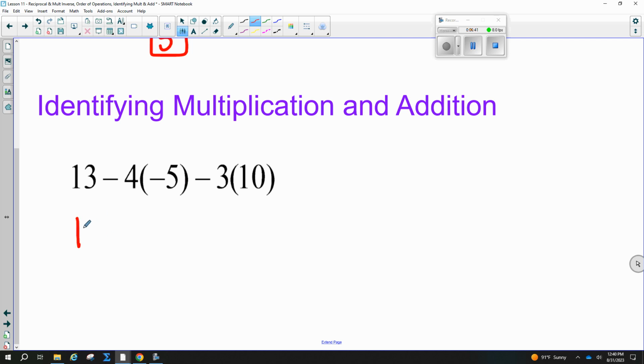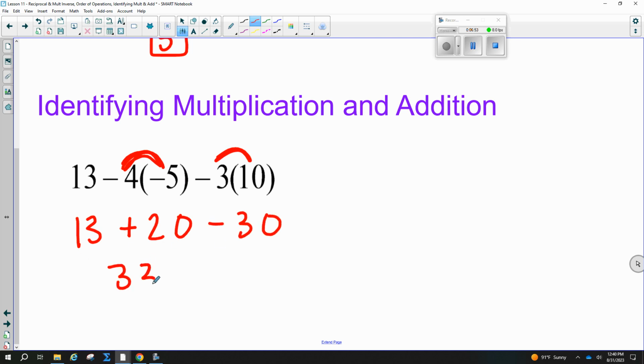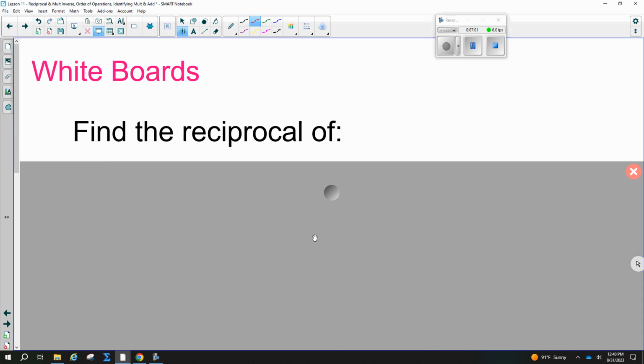These guys multiply together to make what? 20. Good, +20. And these multiply together to make what? Great job. I like to add my positives together first. That's 33 minus 30, which gives me 3. All right, let's try some whiteboards and see how it goes.